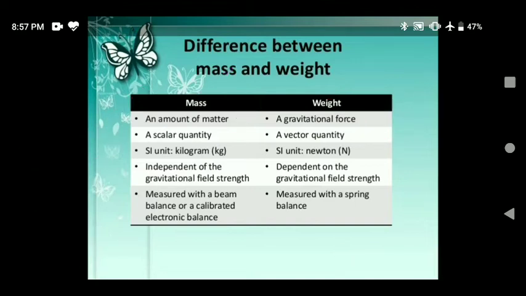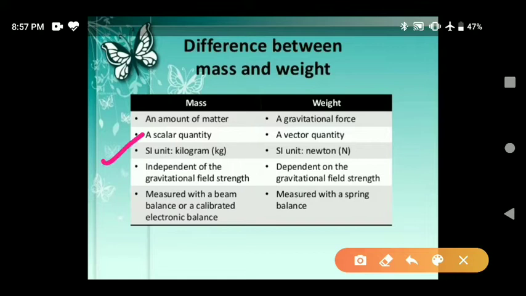Next, about unit. SI unit of mass is kilogram and SI unit of weight is Newton. Next, mass is independent of the gravitational field strength, and weight is dependent on the gravitational field strength. Mass is independent of gravitational strength, meaning it will not vary from place to place, and weight will vary from place to place because it depends upon gravitational strength. And the last one: mass is measured with a beam balance or a calibrated electronic balance, and weight is measured with a spring balance.